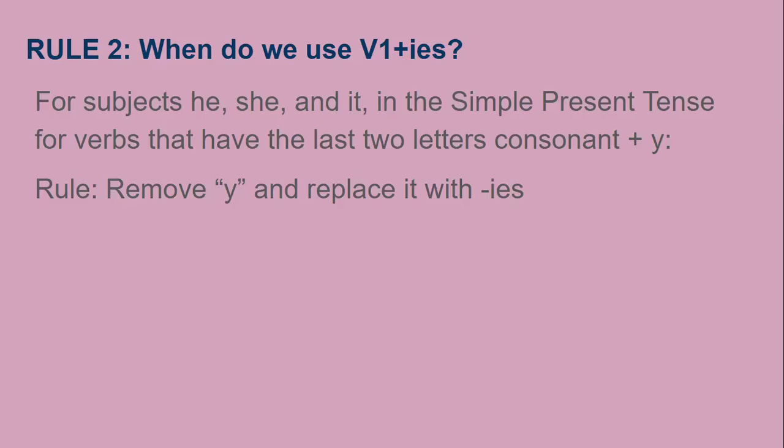Let's do some examples. We have a verb here, try. It's in the simple present tense for subject he, she, it. What do we do? The rule says we remove the Y. We cross out the Y, as you can see here. And then after crossing it out, we are left with TR. And then in place of the Y, we add IES. And the verb becomes tries.